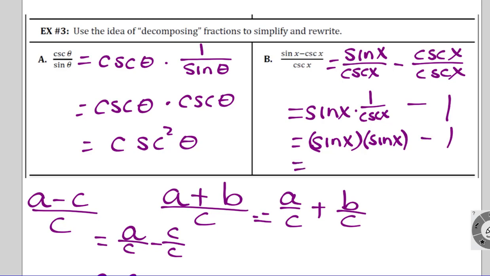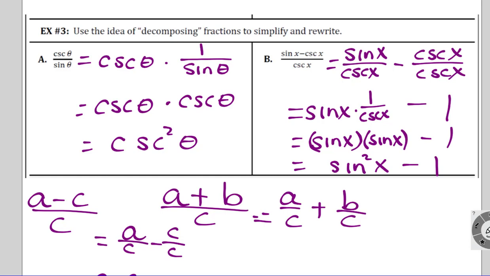We call that sine squared x minus 1. Okay. And I might check my Pythagorean identities to see if sine squared x minus 1 is equal to anything, but I did and it's not. Okay.